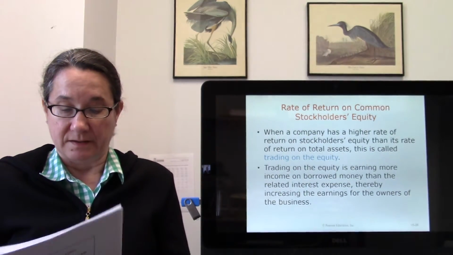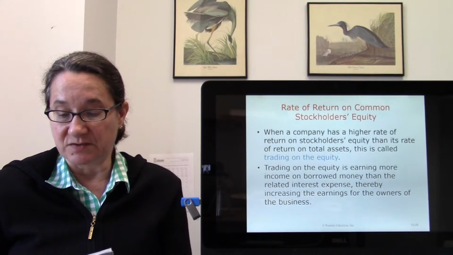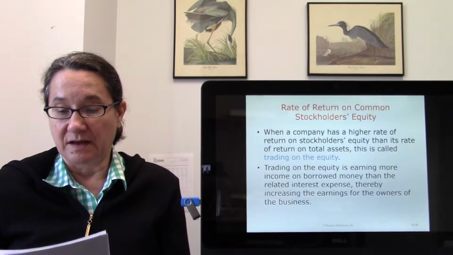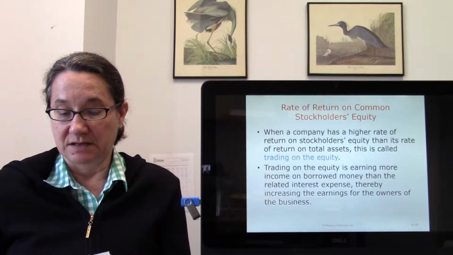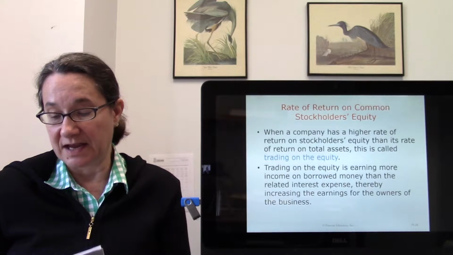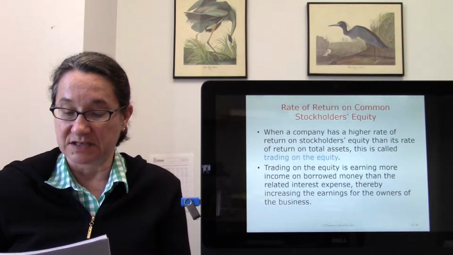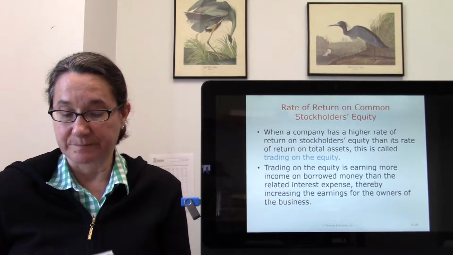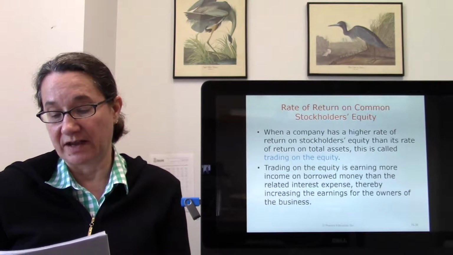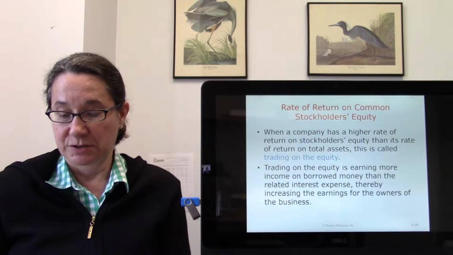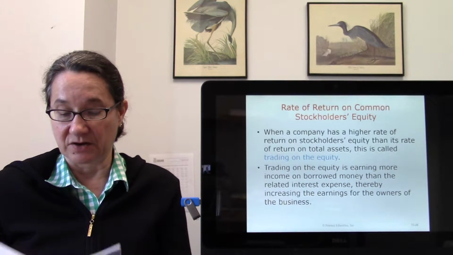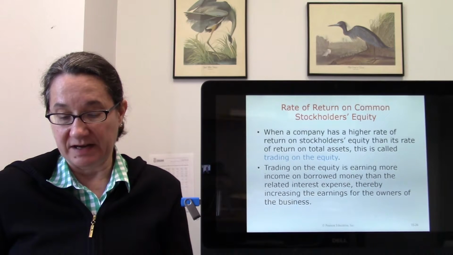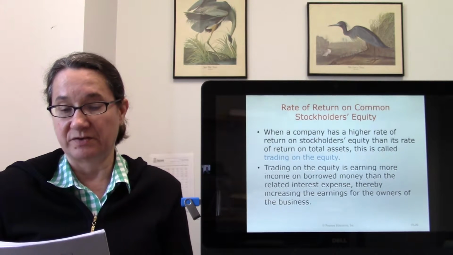Let's use the figures of Smart Touch Learning's rate of return on stockholders' equity, which is higher than its rate of return on total assets. This difference results from borrowing at one rate, say 8%, and investing at a higher rate, such as the firm's 14.2% return on equity. This practice is called trading on the equity or using leverage. Companies that finance operations with debt are said to leverage their position. Trading on the equity is earning more income on borrowed money than the related interest expense, thereby increasing the earnings for the owners of the business.